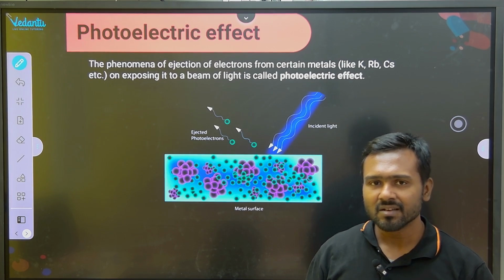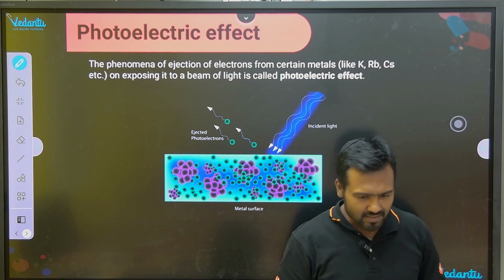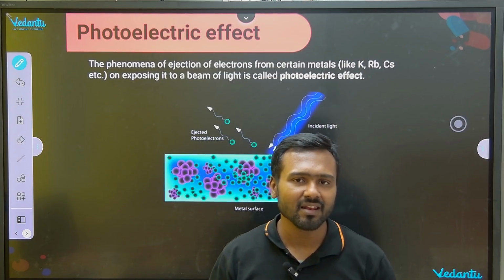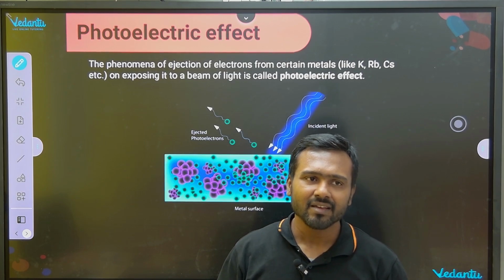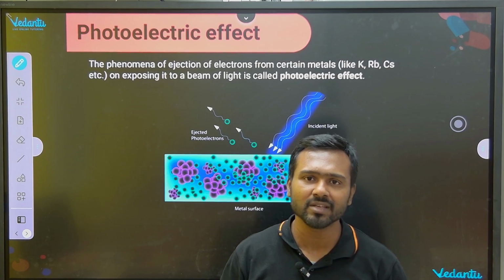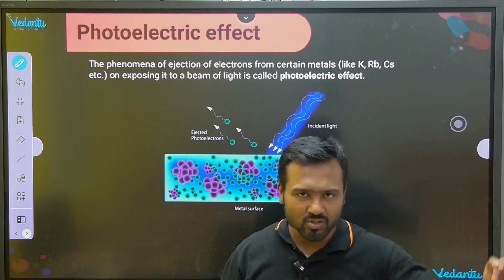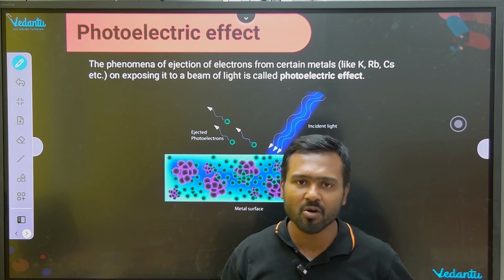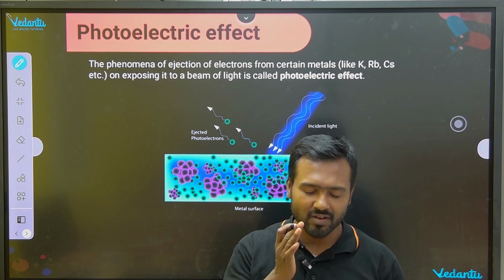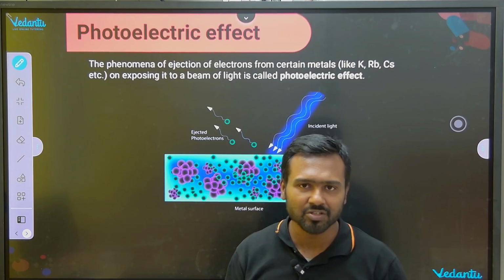Let's take the first group metals: lithium, sodium, potassium, rubidium, cesium. Since cesium is the largest one, it will show the photoelectric effect to a greater extent when compared to the other alkali metals, because cesium is the bigger one, so it requires only a smaller amount of energy. The electron is loosely bound here because the distance is more, so the effective nuclear force of attraction is less, and the electrons can easily come out.